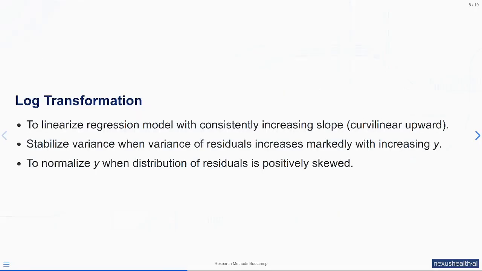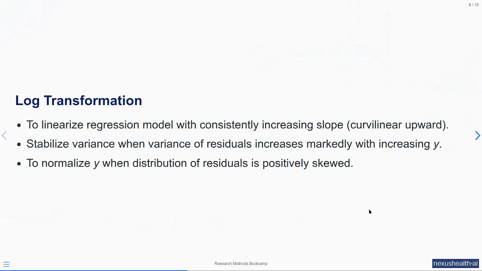So we'll look at the log transformation, and the purpose of that is to linearize the regression model, especially if we see that the relationship is curvilinear upward. So if we plotted the untransformed y against x, so to speak, we find that it has an exponential gradient, so it's curvilinear upward, curving upward.